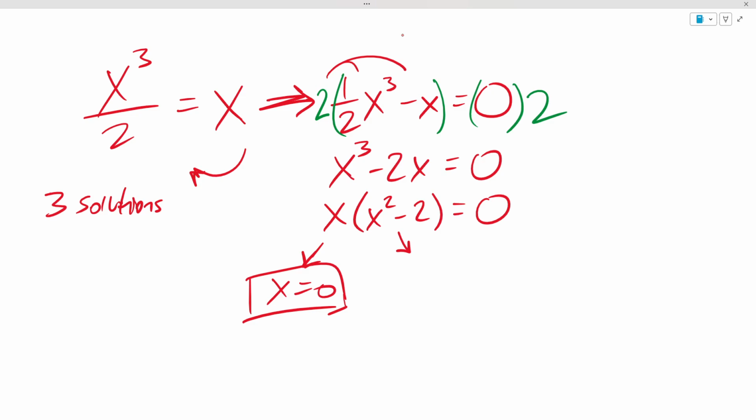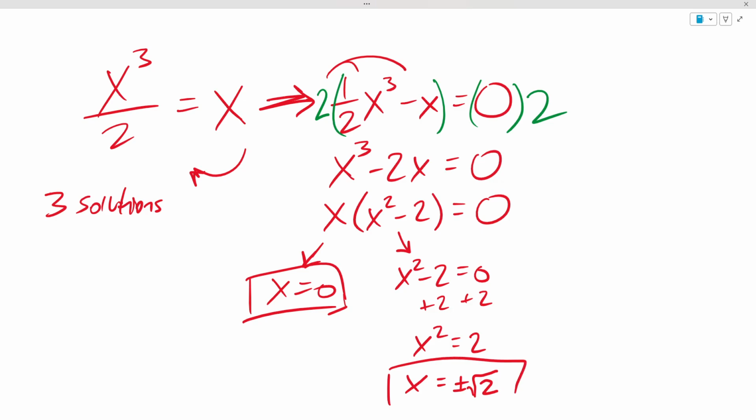If we take the other part of this, which is a quadratic now, x squared minus 2, and set that equal to 0, and solve by adding 2 to both sides, I get x squared equals positive 2, and x is equal to positive or negative the square root of 2. So I've actually shown there, and those are our 3 solutions, by the way: positive root 2, negative root 2, and 0. So what we've shown there is there's actually 3 different solutions to this.